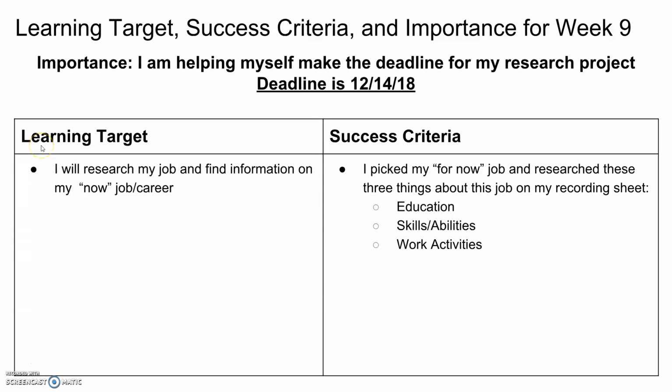Okay, so our learning target for today, I will research my job and find information on my now career, which I told you guys how to figure that out last week. If not, please refer to Q1, week 9 on your Google Classroom posting. Thank you. But our success criteria: I picked my now job and researched 3 things about this job on my recording sheet. I'll show you a recording sheet here in a second, but we're looking for you to find the education, the skills and abilities, and the work activities.